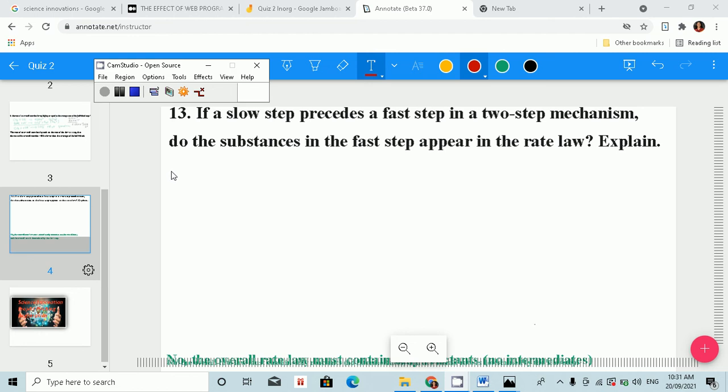13. If a slow step precedes a fast step in a two-step mechanism, do the substances in the fast step appear in the rate law? Explain.